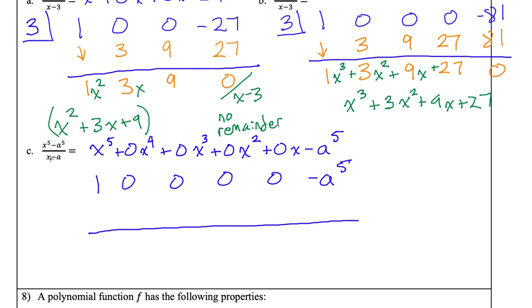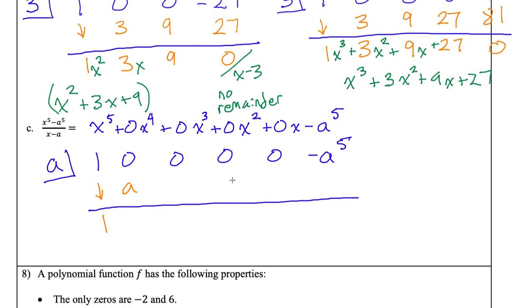I take the opposite. Instead of negative a, I have a positive a up here in the top left. It's still synthetic division, but now with variables. 1, bring it straight down, it's still 1. 1 times a, I think we can all agree, is a. 1 times anything is whatever that anything was. 1 times a is a. A plus 0 is a. A times a is a squared.